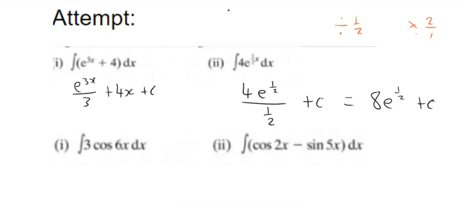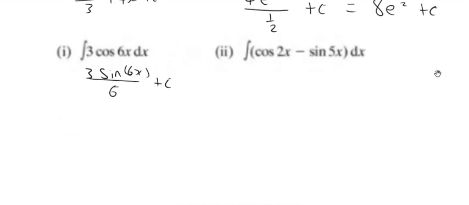Right, this one here then, cos will change to sin when you're integrating. So it'll be 3 sin of 6x, and then it'll be all over 6 plus c. So that's the same as sin 6x, the 3 and the 6 will cancel out, you're left with a 2 on the bottom plus c.